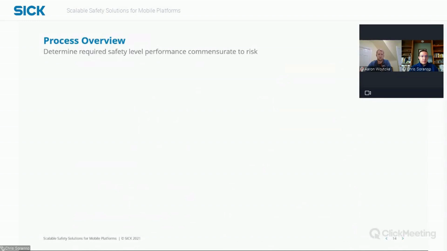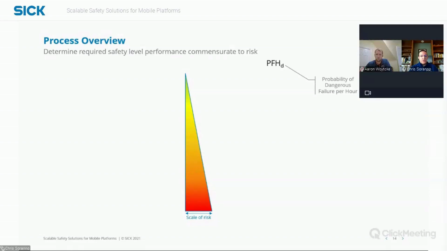So if we look at an overview of the process of risk assessment, safety level, the performance needs to be commensurate to the level of risk. So if we agree that risk is on a scale, then we want to have safety systems that perform according to that degree of risk. So we can statistically define this as a probability of danger to failure per hour. So what this really means is the more dangerous something is, the lower the probability should be that it's going to fail to a dangerous condition. And these can be statistically, mathematically modeled.